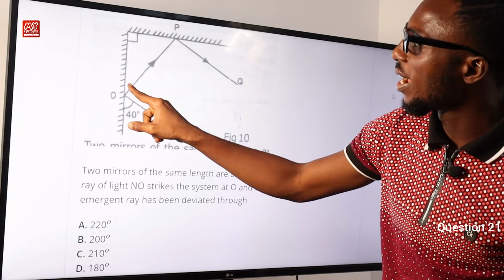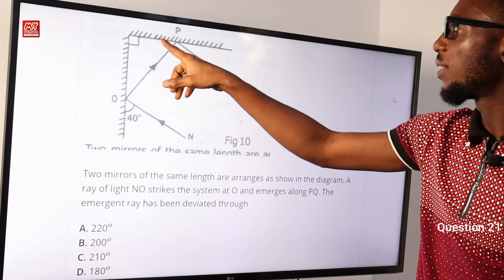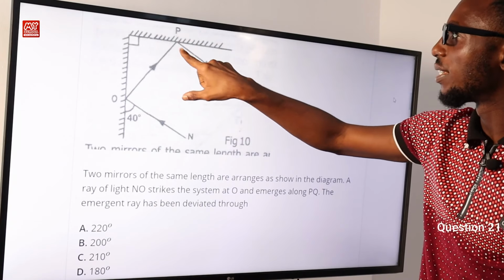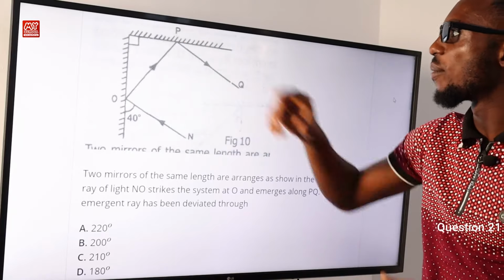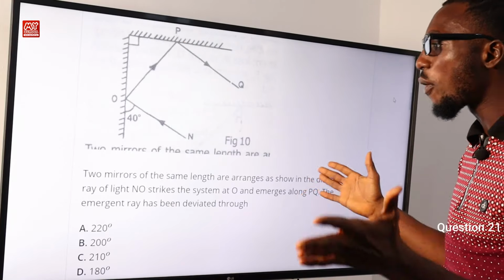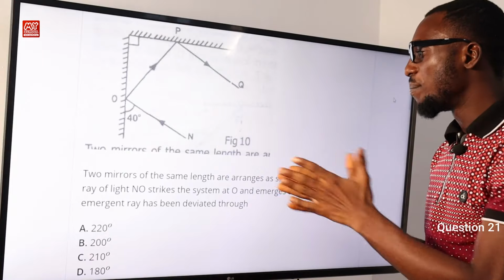So at this point what we are left with is 100. Okay, 40, 40, that is 80, minus 180, that is 100. So we can see at NO the emergence will be 100 degrees. Then coming over here, okay, we have 100 already. So what we are left with is 80. So the deviation from this point now will just be 80 degrees. So all together, everything makes 180.